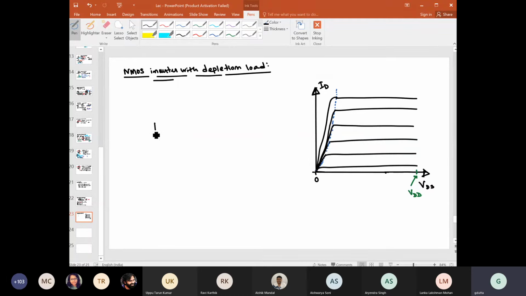So earlier we know that we have a driver NMOS transistor. We will keep the driver NMOS transistor as it is. So it is V in, and here we have a load, right? The top was the pull up network. Earlier we used resistors, then we used this enhancement load. Now we are going to use a depletion load here.